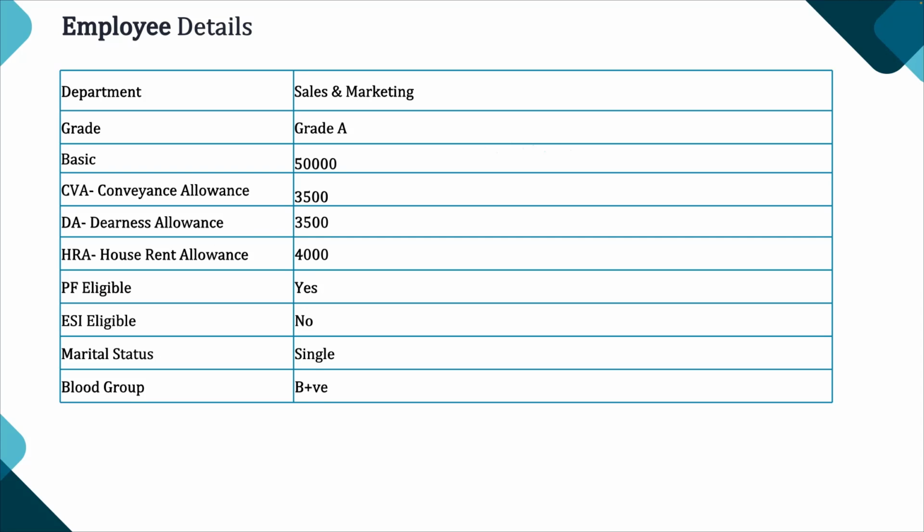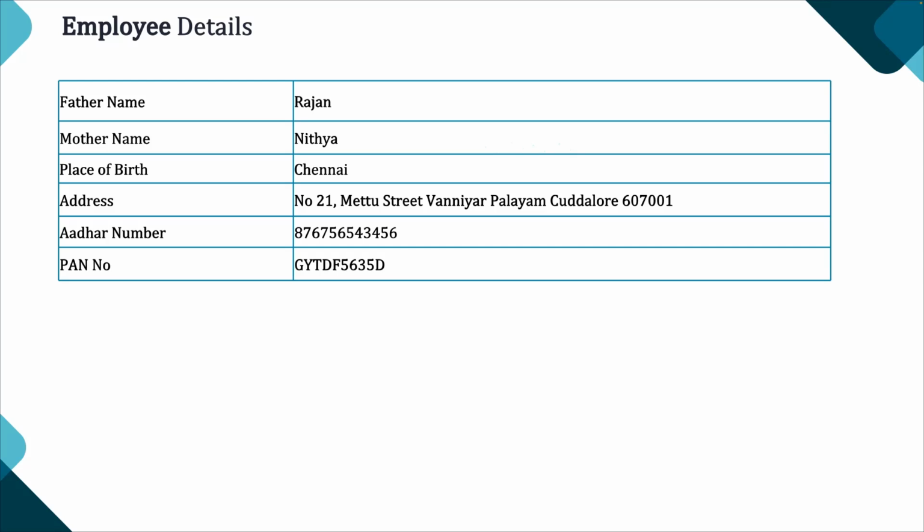Next, coming to the department, which department, grade. Next, coming to salary purpose, the complete gross structure for this particular employee, like basic, conveyance allowance, DNS allowance, house rent allowance. Next, PF eligible, ESI eligible, marital status, blood group. Next, father name, mother name, place of birth, the particular employee address, Aadhaar number and PAN number. So, these are the data we are going to create in our ERP system.